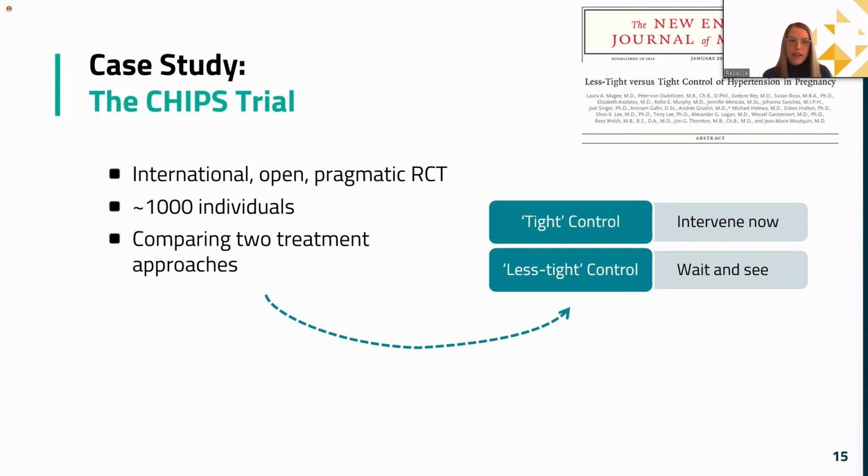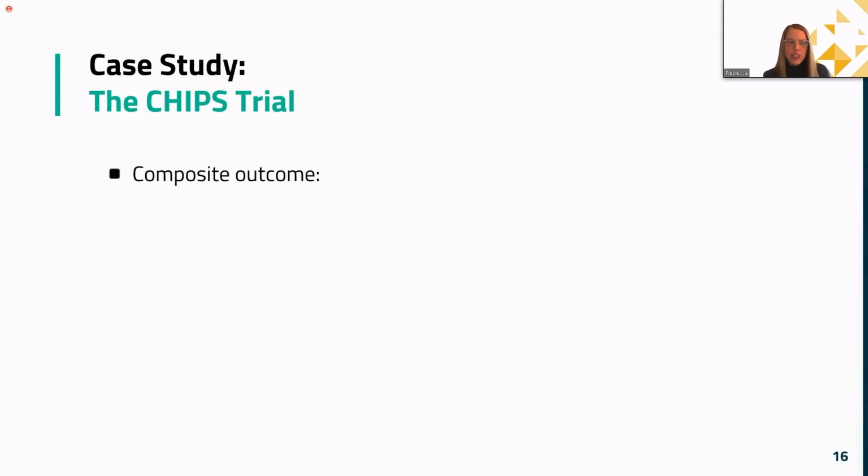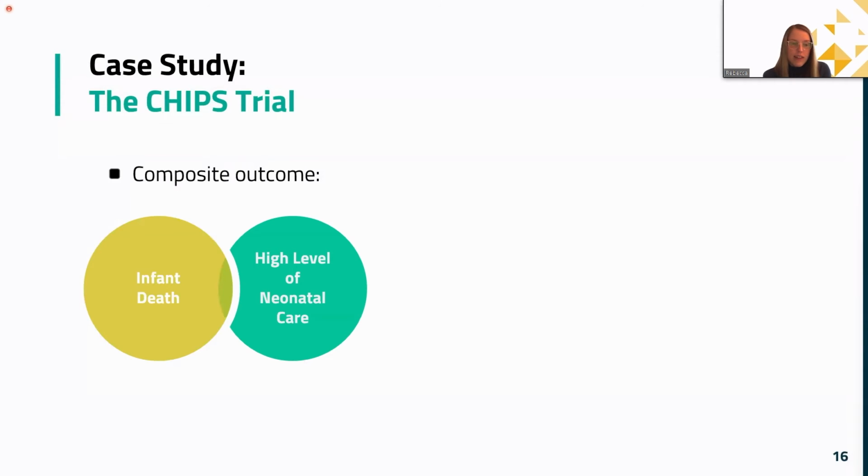And the CHIPS trial compared two treatment approaches: tight control, which is really an intervene now approach, and less tight control, which is more of a wait and see approach, where you don't intervene unless a person develops really severe high blood pressure. And the CHIPS trial used a composite outcome. They looked at infant death and high level of neonatal care. And we can see that there's sort of a big difference in importance here between having an infant die and having an infant need to be in the NICU for several days. And they didn't find a difference on the composite outcome.